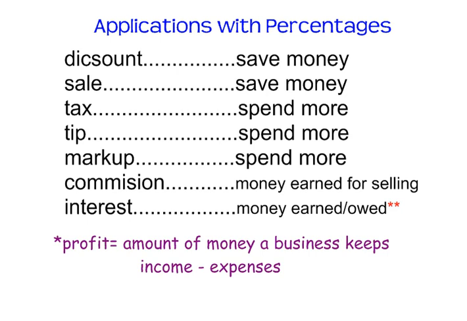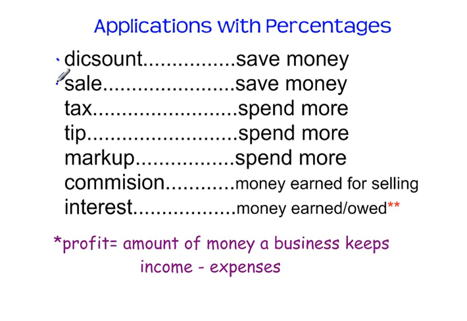Percentages are a part of math that come up in everyday life quite frequently, especially when we're talking about money. So on this page, I'm going to have you copy down this list, and we're going to add to it on the next page. We're talking about some things that come up all the time in real life, especially when we're buying things, and that is when things are discounted or on sale. Those are two times when we end up saving money.